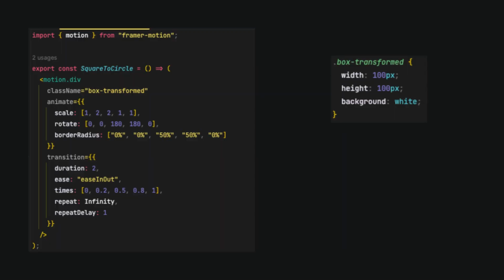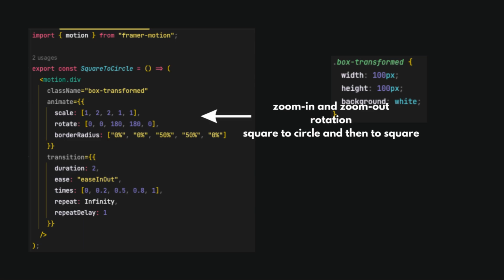In this example, we have created an animation that turns a square into a circle with simultaneous zoom in and zoom out. Let's explain the code. The div is styled with CSS as a white square, then animation props are added that define the zoom, degrees of rotation and radius of a border.